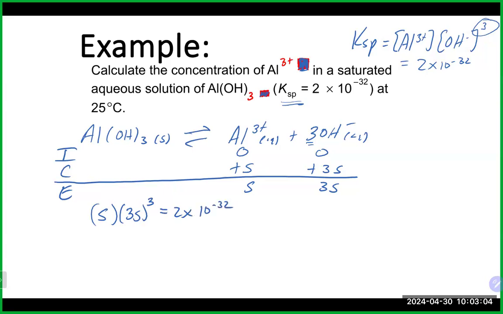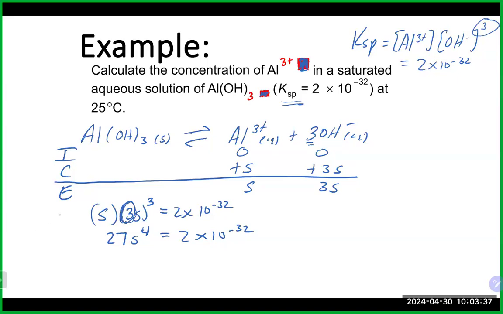So in this case, we will end up with 27 S to the 4th is equal to 2 times 10 to the minus 32. I would say that probably a majority of people will cube the S, but never do anything with the number. So remember, you have to also cube the number there. So 3 times 3 times 3 will get you there. It's a very common mistake. People just do the letter without doing the number part of it. So make sure you don't miss that part.